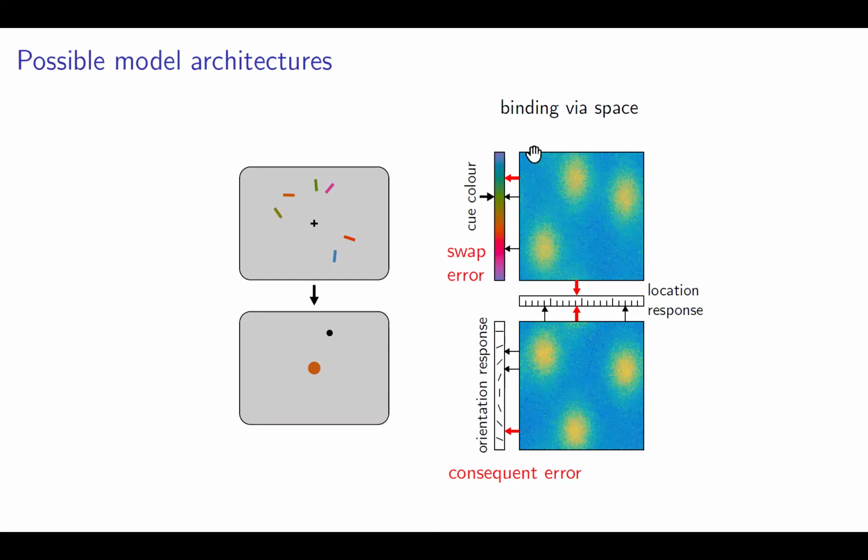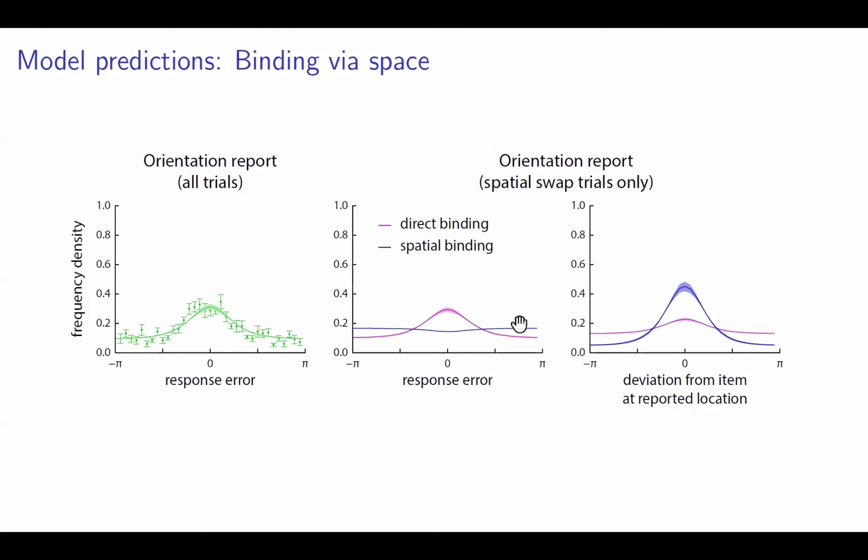In contrast, in the binding via space model, you can imagine that if you make a swap error in the location response, so you have selected the wrong location, then we would expect that that location is also what you use to retrieve the orientation, which you can only get to from the location information. And so you would have a consequent swap error in the orientation response as well. So here the prediction was that you should almost never respond with the correct target orientation, but your response should be really centered strongly on the orientation of the item at the selected location.